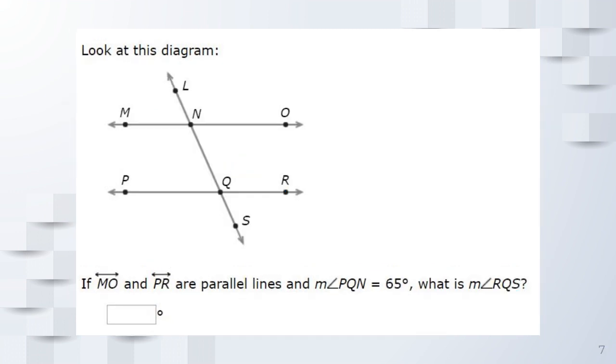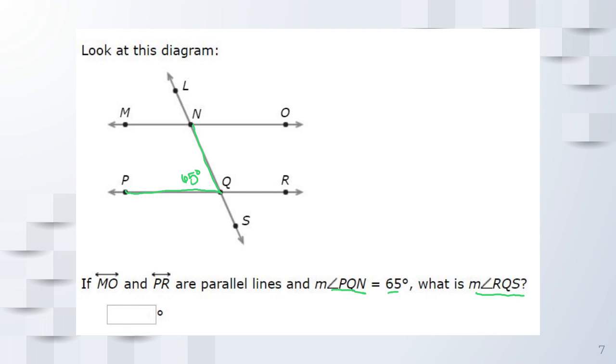Okay, let's look at this one. So we again have parallel lines that are cut by the transversal. And it says that the measure of angle PQN is 65 degrees. What is the measure of RQS? So I start by highlighting PQN, and it tells me that PQN is 65 degrees.